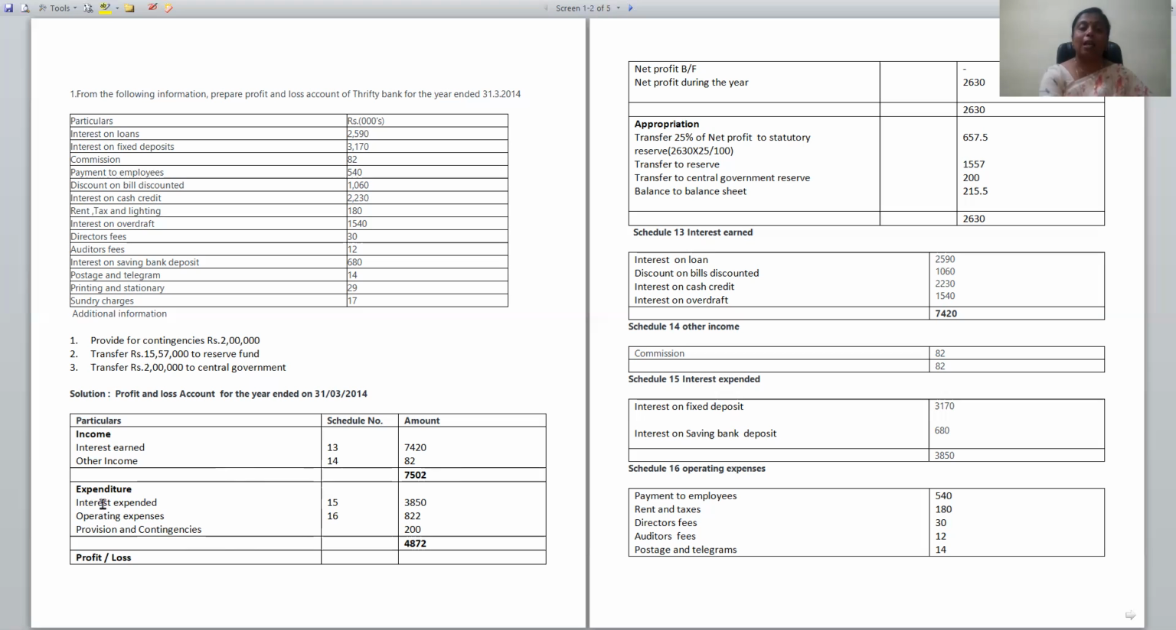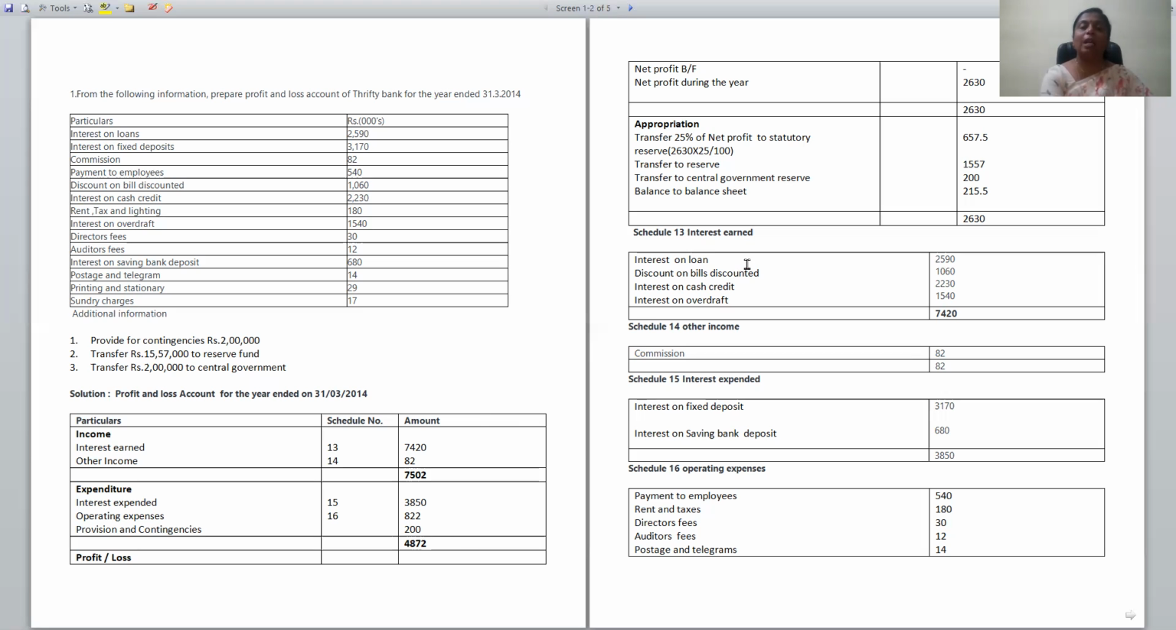Next is our expenses. Under expenses, schedule number 15 talks about interest expended. So this interest expended total, apart from your interest on fixed deposit as well as interest on saving bank deposit, both together came up to 3,850. So that reflection is done under expenditure, schedule number 15, 3,850. Operating expenses, all of you know, we had payment for employees, rent and taxes, auditor's fees, director fees, postage, sundry charges, printing and stationery. So the entire expenses came up to 822 rupees. Next we had provision for contingencies, 200. The entire expenses for that particular year is up to 4,872.